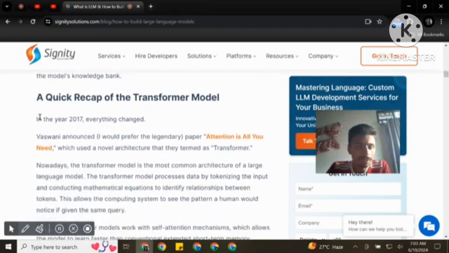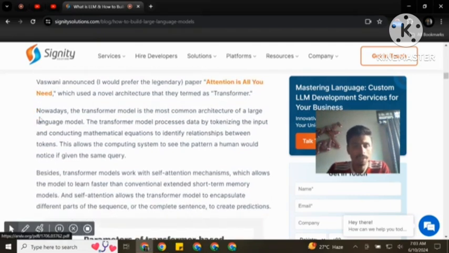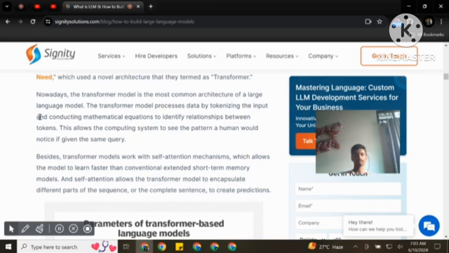A quick recap of the transformer model. In the year 2017, everything changed. Vaswani et al. announced the legendary paper "Attention Is All You Need," which used a novel architecture that they termed the transformer. Nowadays, the transformer model is the most common architecture in a large language model.